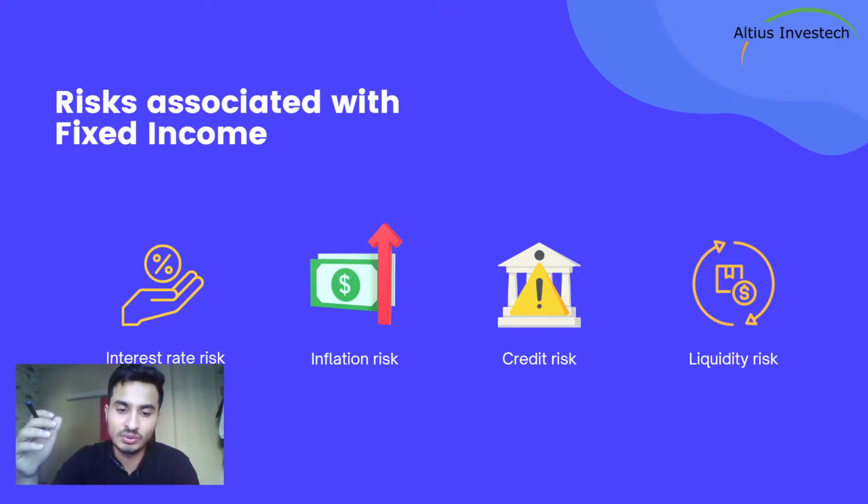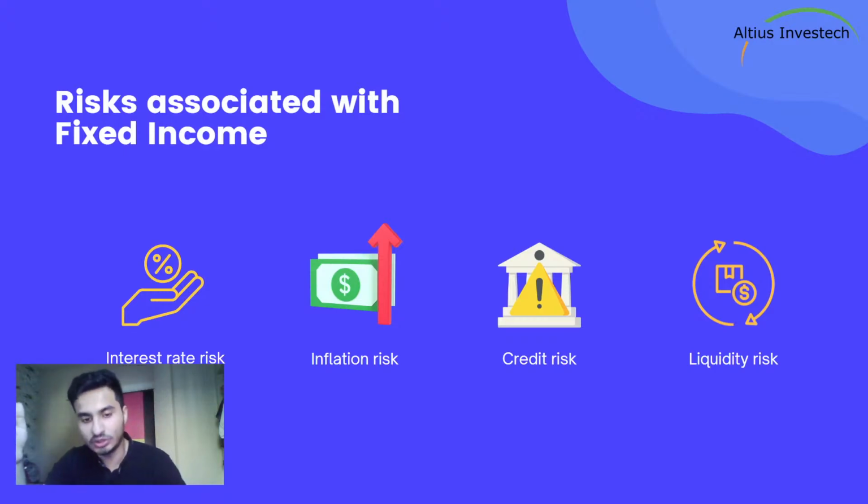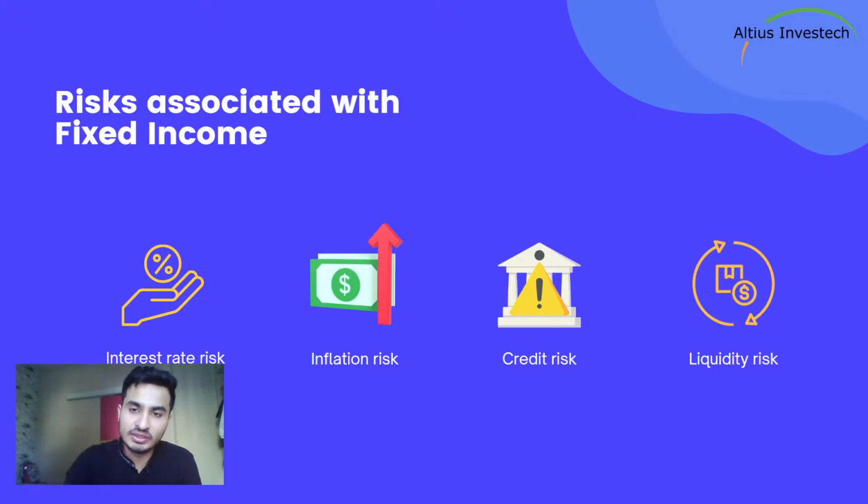In cases where the inflation actually goes above the actual return of your bond, then you are losing on your purchasing power. The third one would be the credit risk. This is the risk associated with the issuer. So basically this is the default risk in the repayments of interest as well as the principal that you are exposed to. And finally it is a liquidity risk.